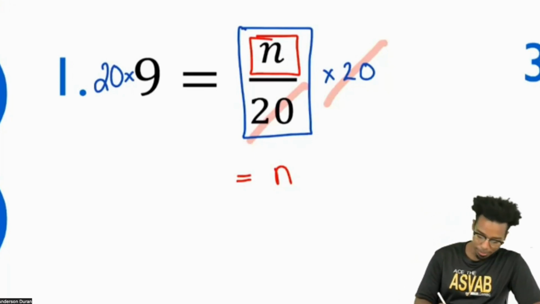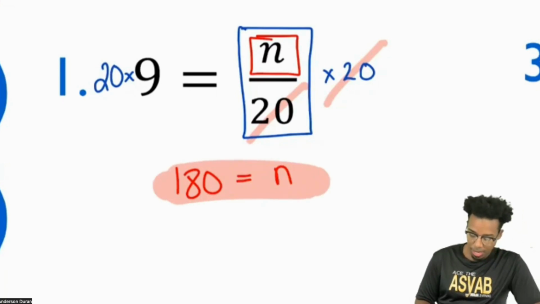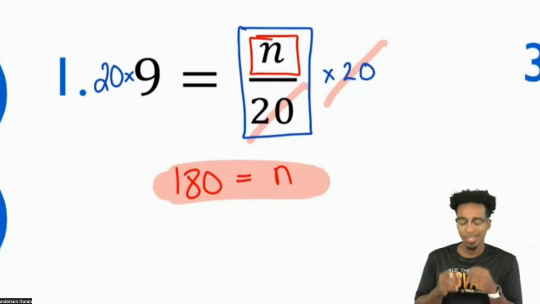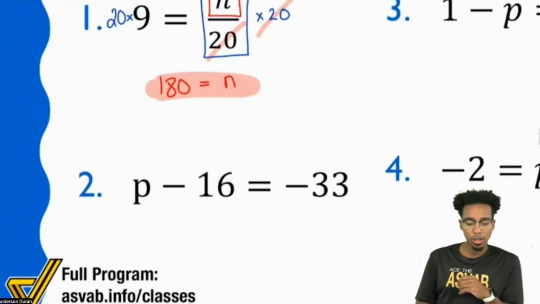Right, that's going to be 180, and we are good. So number 1 was 180. And again, if you didn't get that, just remember, we're trying to understand what is the opposite operation. That's really what we're trying to understand here. But that is number 1. Let's check out number 2.